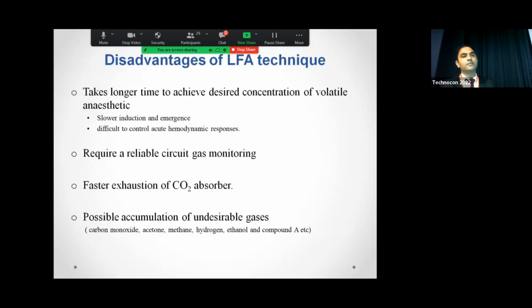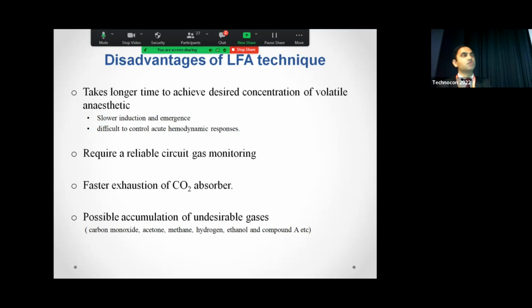There are some manageable disadvantages of the low flow anesthesia technique. It takes a longer time to achieve the desired concentration of volatile anesthetic, due to which there is slow induction and emergence, and it is difficult to control acute hemodynamic responses. For that, we have to instantly increase the flow to a higher rate, and it requires a reliable gas monitoring system.